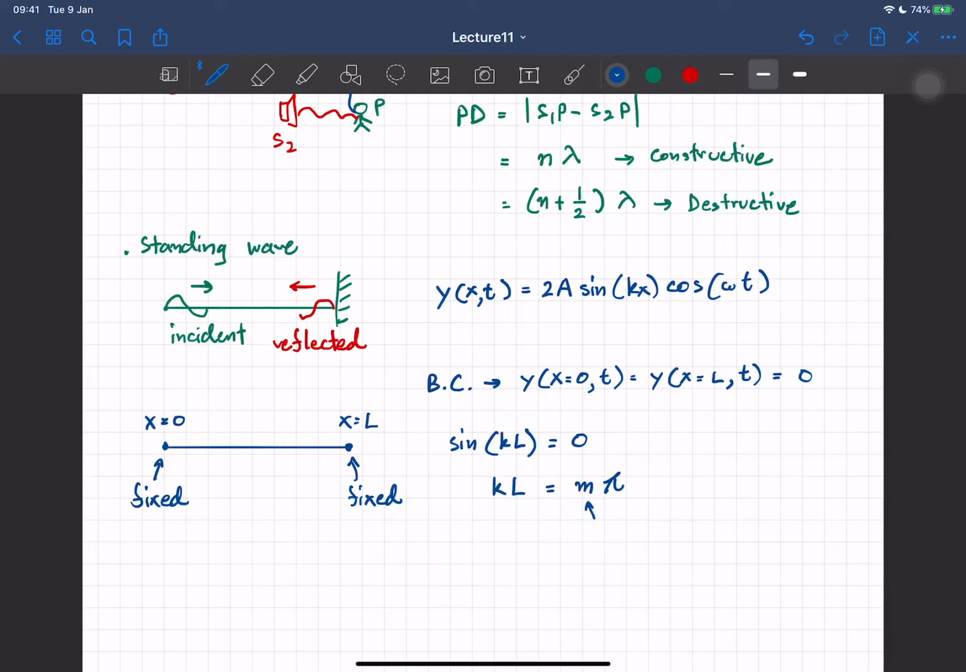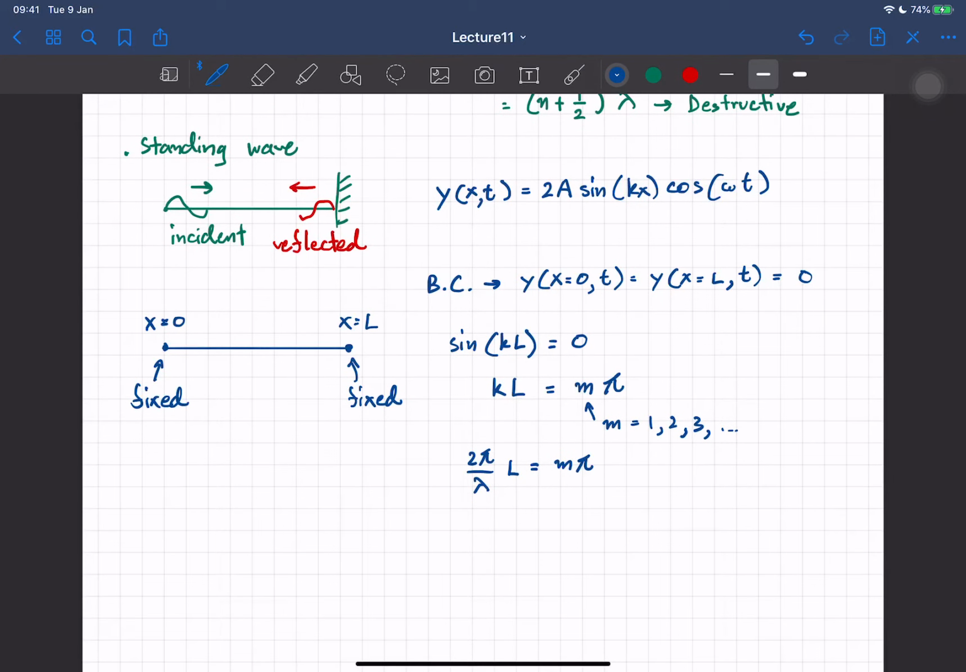And in this case, we're not going to include m equal to 0, because otherwise the whole wave function y will be 0, so that's not what we want, right? So we're going to start m from 1, 2, 3, 4, 5 like this. And remember what is k? k is 2 pi over lambda. So essentially this condition for k gives us a condition for lambda. That means lambda must be equal to 2L over m.